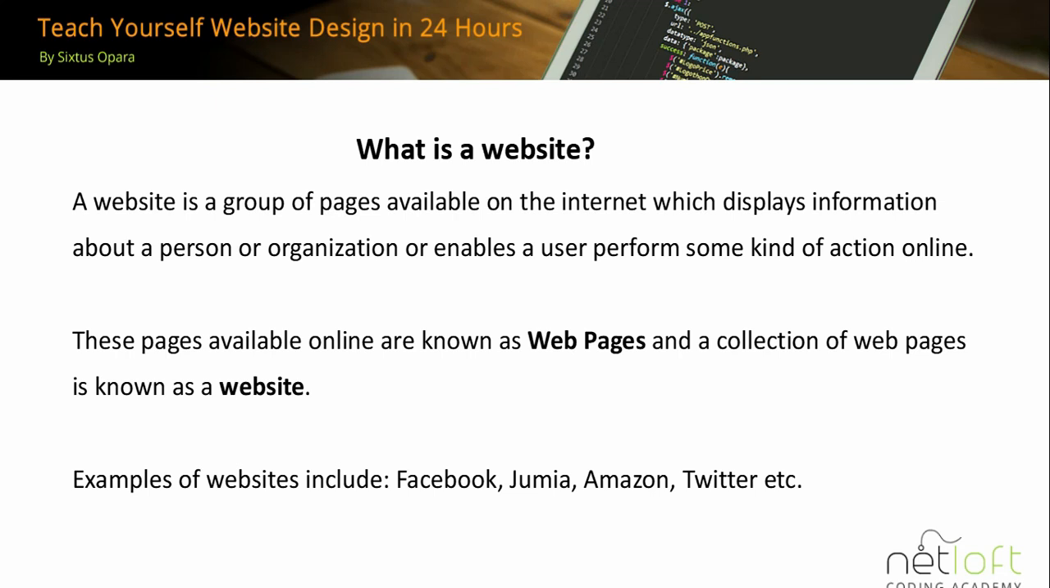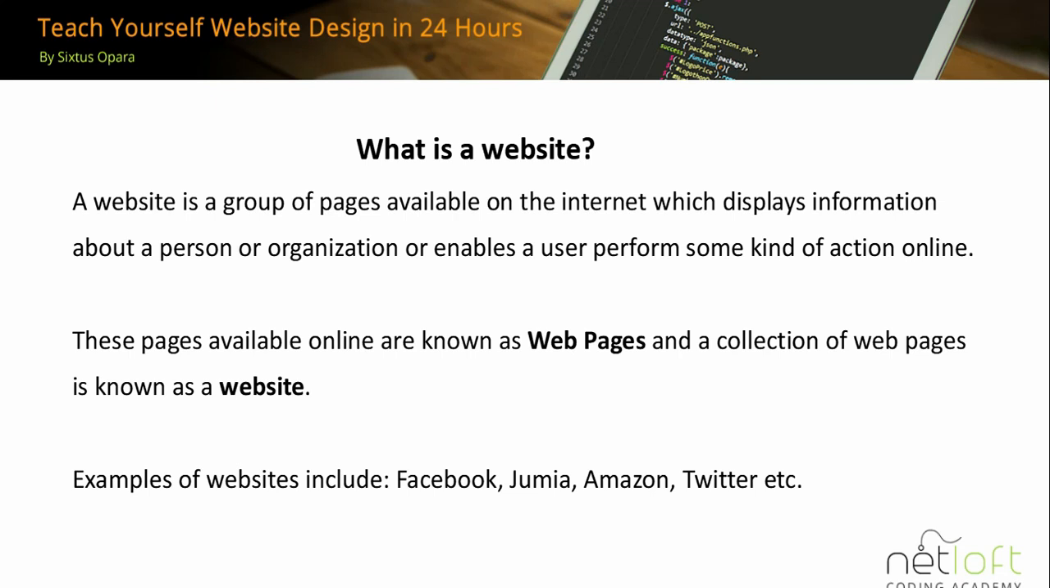Welcome back. What is a website? A website is a group of pages available on the internet which displays information about a person or organization, or enables a user perform some kind of action online. These pages available online are known as web pages, and a collection of web pages is known as a website. So in essence, a website is made up of web pages, and each of these web pages is very similar to the pages of a magazine.